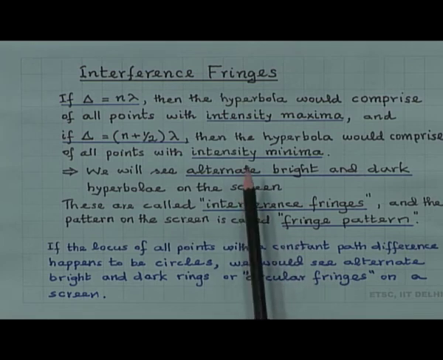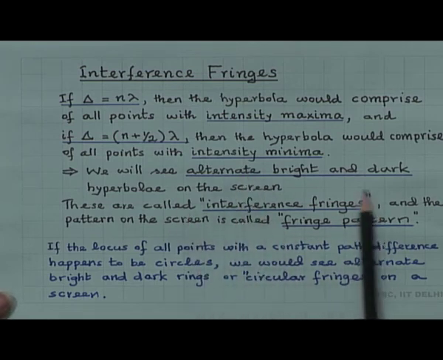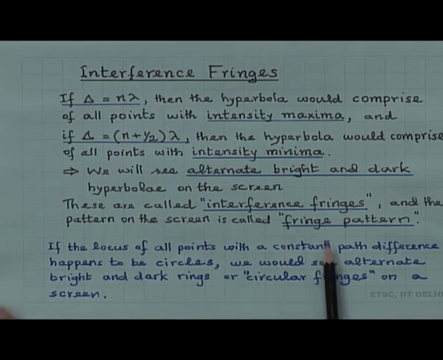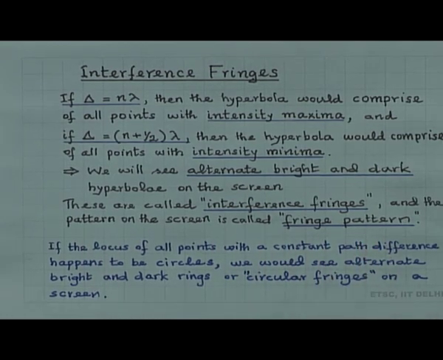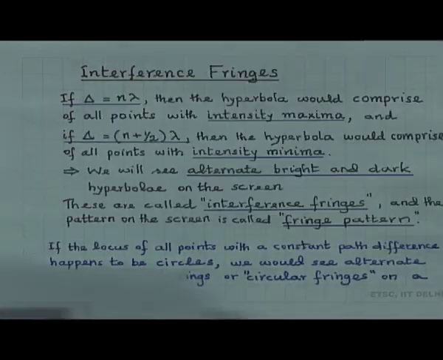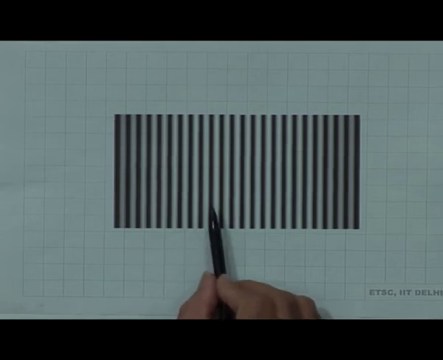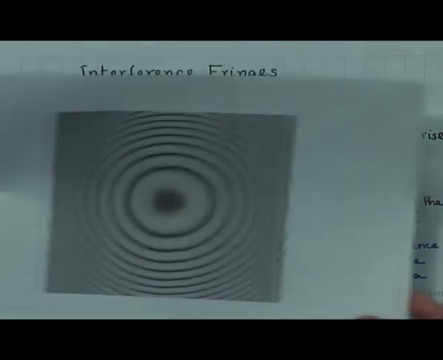It is the first time we are introducing interference fringes, and the pattern on the screen is called a fringe pattern. I did not show a hyperbolic pattern earlier, but what we have is a linear fringe pattern. So, we can see alternately bright and dark fringes. I will show a hyperbolic fringe pattern at a later time.